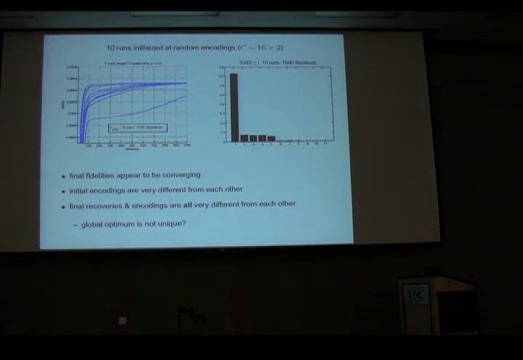But here's what's really interesting, is that the encodings and recoveries are all very different from each other. So I'm pretty convinced that it's not unique. Being not unique is very good. And why is it good? It's good because that means there's a lot of design freedom to try to make these things in the lab under some constraints. If there was no freedom, well, that would be harder.